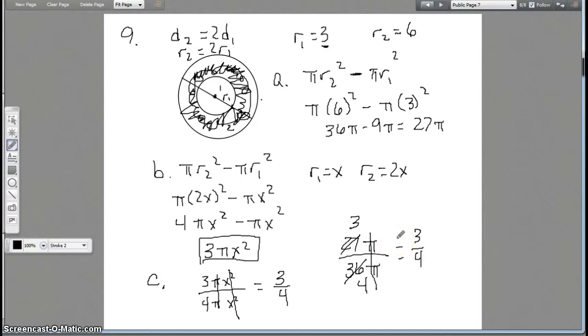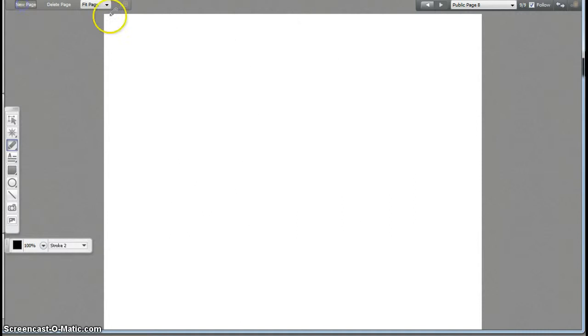Okay, that was number 9, which is similar to number 16. Okay, the next one we're going to work on is problem number 10, which is the last problem in the section. It's very similar to problem number 17.